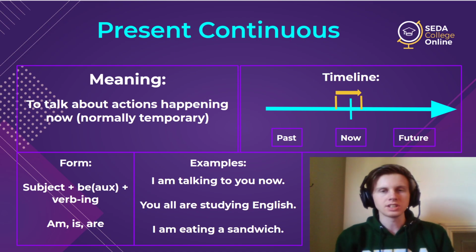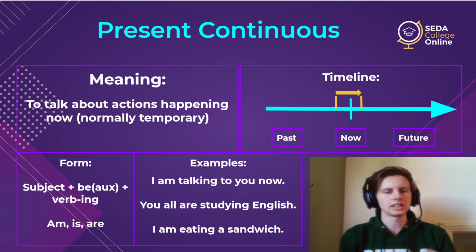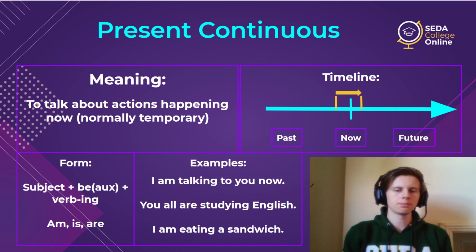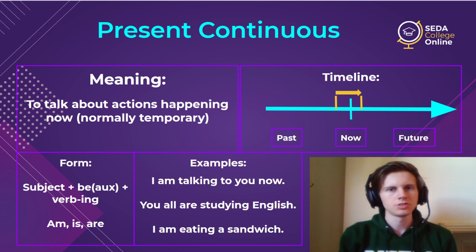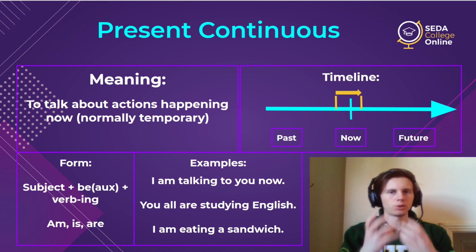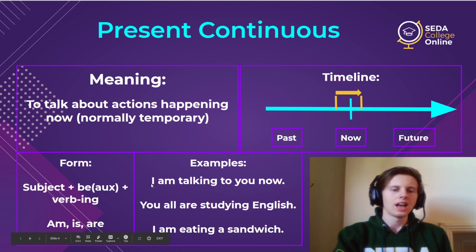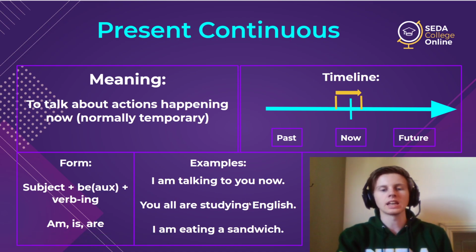You all are studying English. So you now are in that process of studying English. Or, for example, I am eating a sandwich. Maybe at lunch, I am eating a sandwich, so I'm in the process of eating. If we change for the present simple in each of things, so if I change, I talk to you, you all study English, I eat a sandwich.